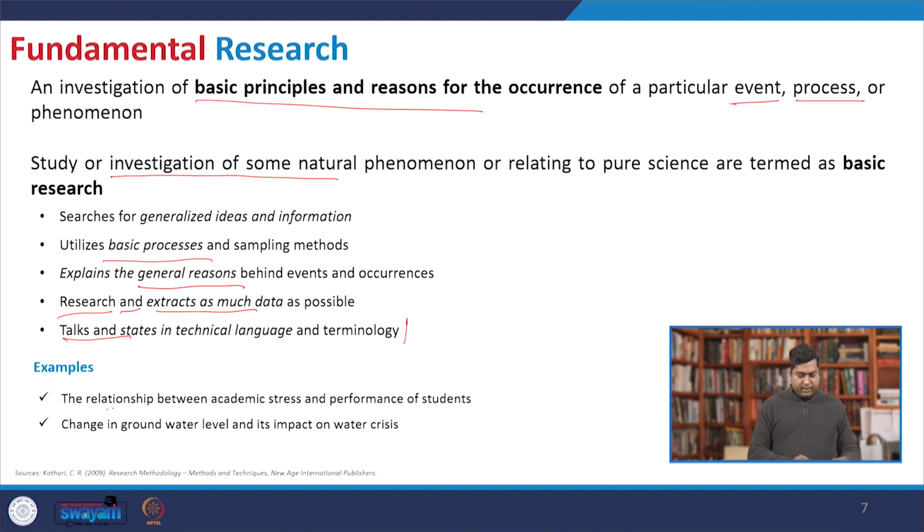Example, like the relationship between academic stress and performance of students. In this case, maybe we have to find out the reason for it. Whether students can perform well under stress, because this is something we find very common nowadays, that students are under stress either due to placement, or other issues at the student age, certain family issues or relationship-related issues. So this kind of stress, and here the example is on academic stress and the performance of the student.